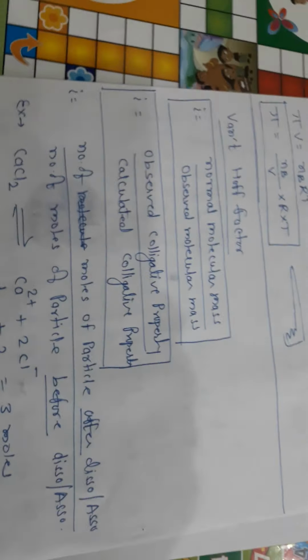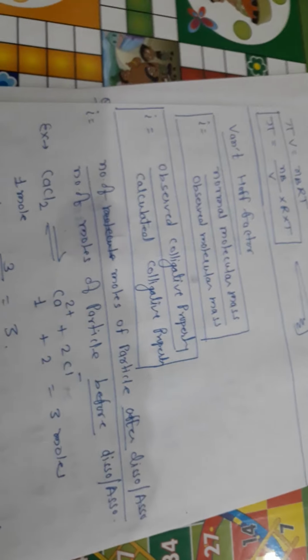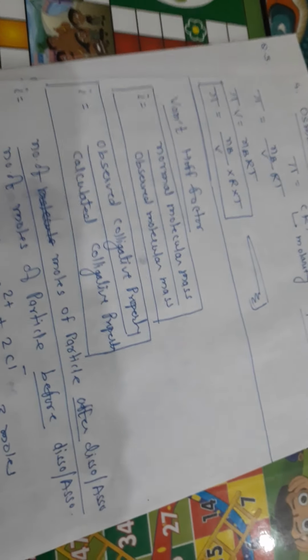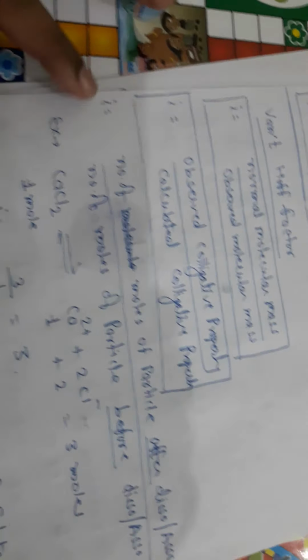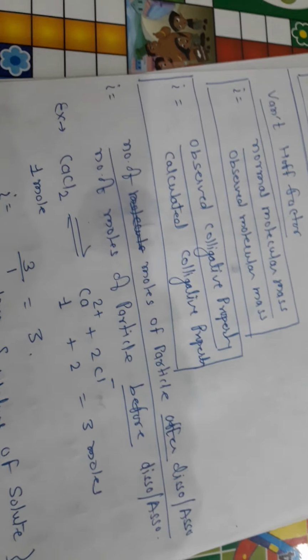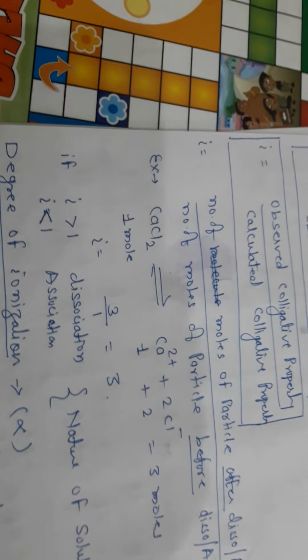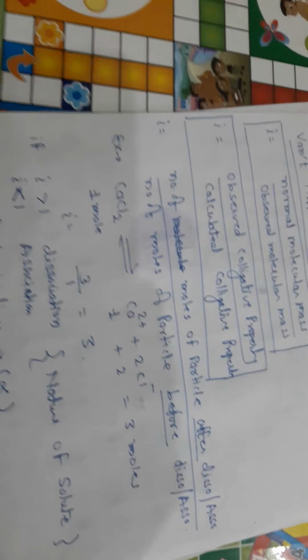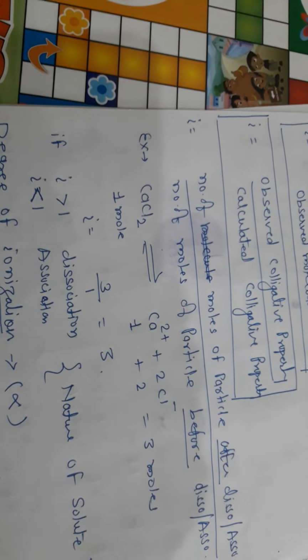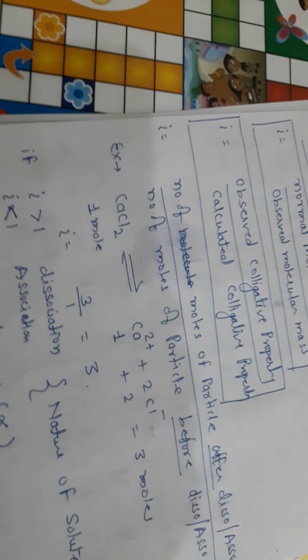If association or dissociation takes place during the formation of the solution, just put the value of i in the given formula and you can find whatever property is asked for. I am taking the example of calcium chloride. If calcium chloride is dissolved in a certain amount of solvent to prepare a solution, it will dissociate into Ca2+ and 2Cl-. So there are three ions after the dissociation, one Ca2+ ion and two chloride ions. When 3 is divided by 1, because before the dissociation there was a single molecule of CaCl2, the value of i is equal to 3.